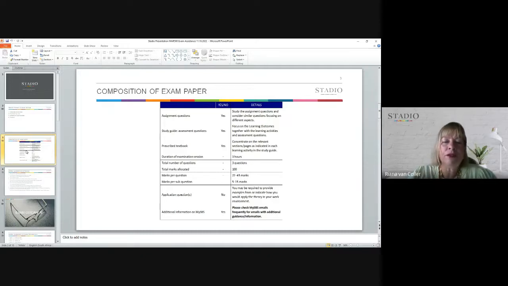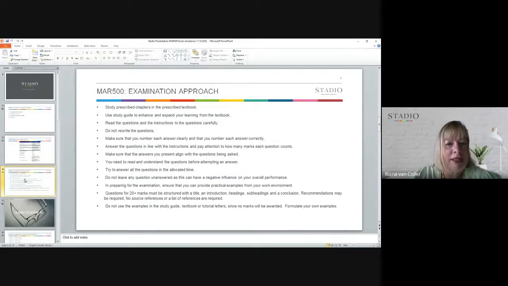And after today, also make sure that you keep on checking your SPS emails as well as the additional information on your Canvas platform, all the communications in there, and make sure that you pay attention to that as well. So, how do we actually then approach the examination?